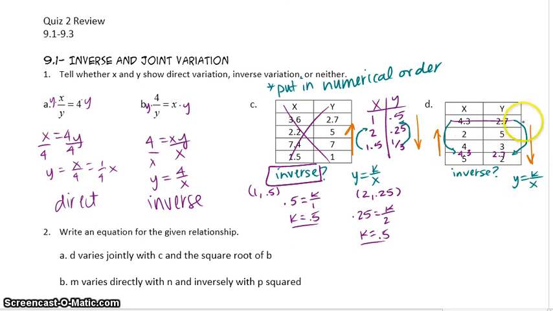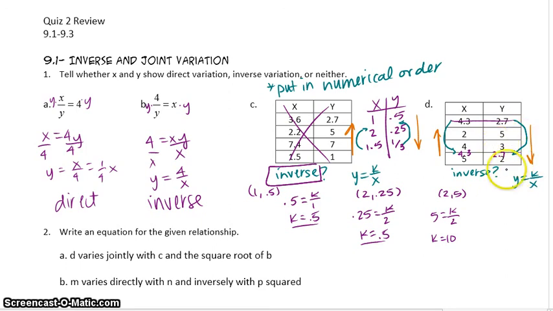So let's just test a couple points. So let's test 2, 5. That's a good one to test. We can pick any of these 4. So if I plug in 2, 5, I should get 5 equals k over 2. So k is 10. So if I test another point, if it's inverse, it should be the same.